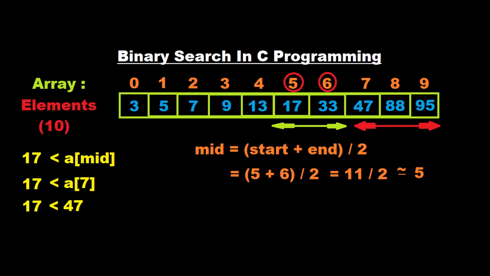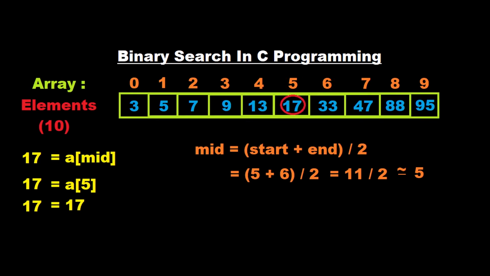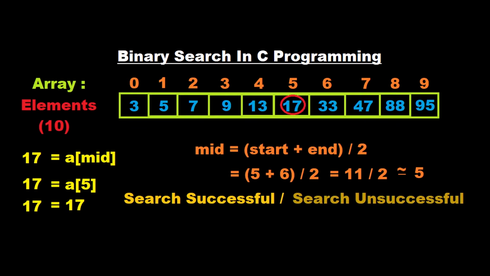So now let us check once again. 17 is equal to a of mid. 17 is equal to a of 5, or we can see here that 17 is equal to 17. This means that our search has been successful, so we can print it. If we don't find the element, in that case we will print search is unsuccessful. So now this is the entire logic of performing binary search to find an element in an array.